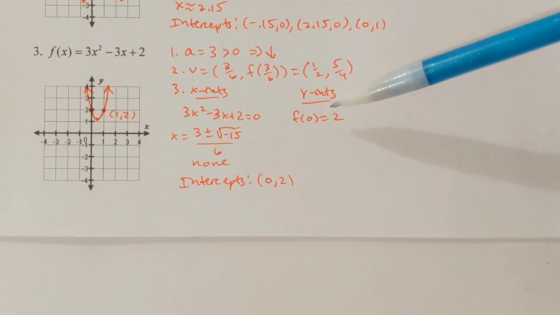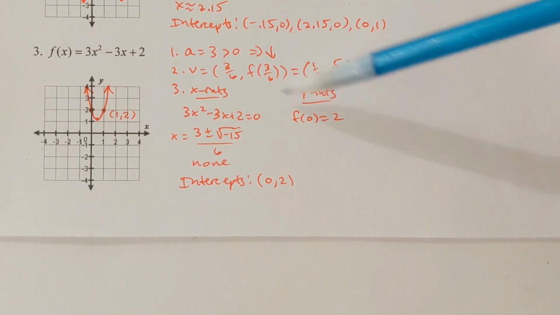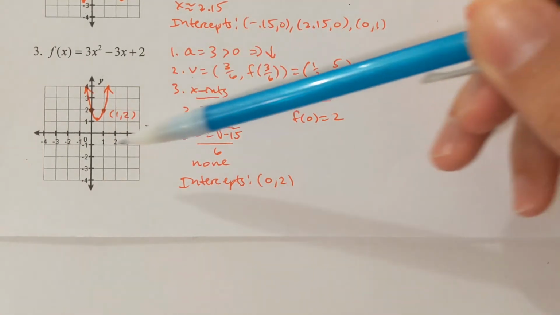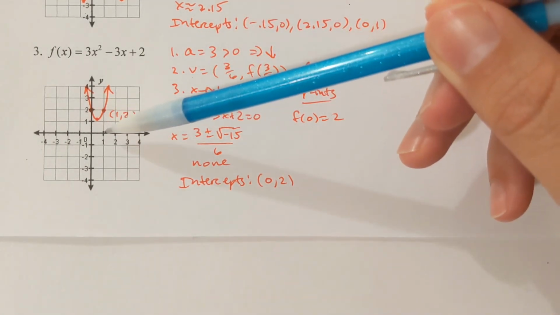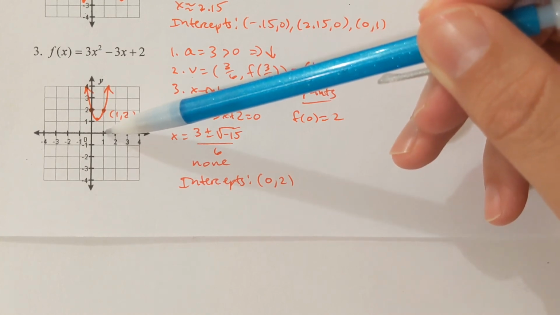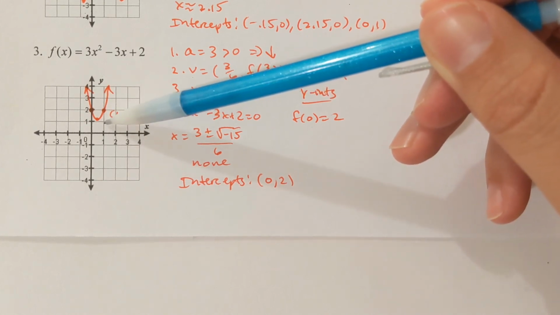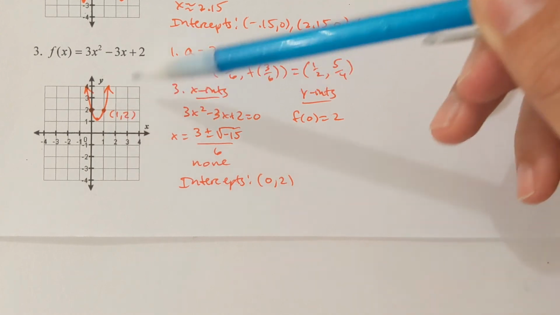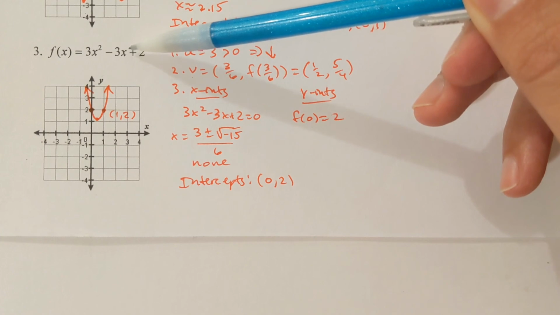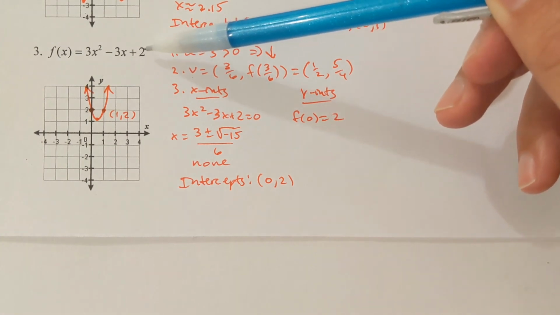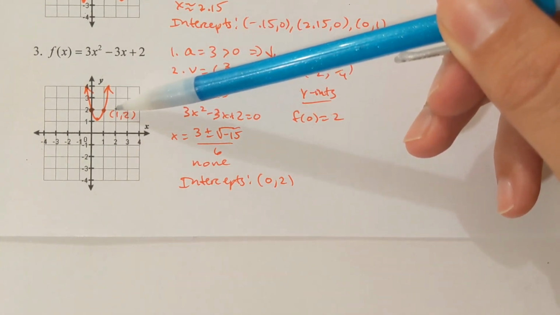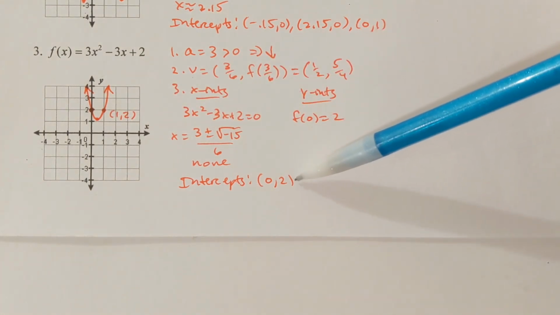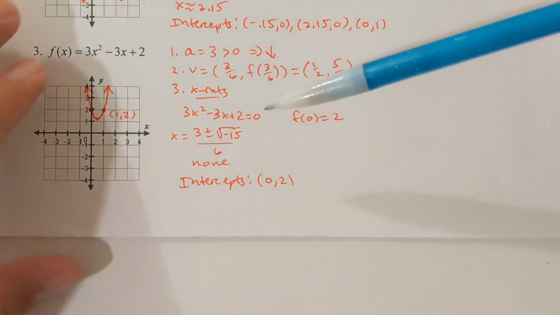I will always have a y-intercept though. So to find the y-intercept, I let x be 0 and solve for y. Y is 2. 0, 2 is on the graph. And if I go a half unit away from the vertex on the right, at 1, 3 minus 3 is 0, plus 2 is 2. So 1, 2 is on the graph. Okay, the intercepts will only be 1, which is at 0, 2.